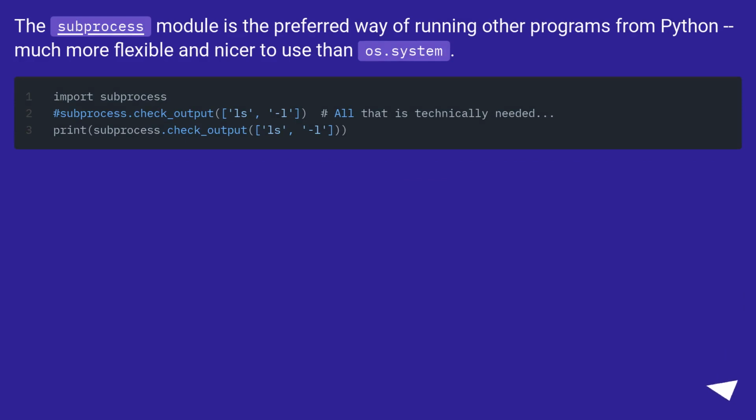The subprocess module is the preferred way of running other programs from Python, much more flexible and nicer to use than os.system.